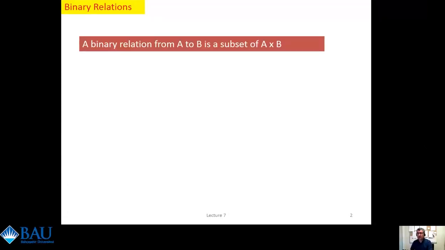So if you have two sets, let us call them A and B, and you make the Cartesian product of these two sets, A cross B, any subset of A cross B we call a relation. Any subset. So how many different subsets can we have? You know it: how many elements do we have in A times how many elements do we have in B? Multiply them. 2 to the power of that number. We have that many subsets, and therefore all of them are relations.